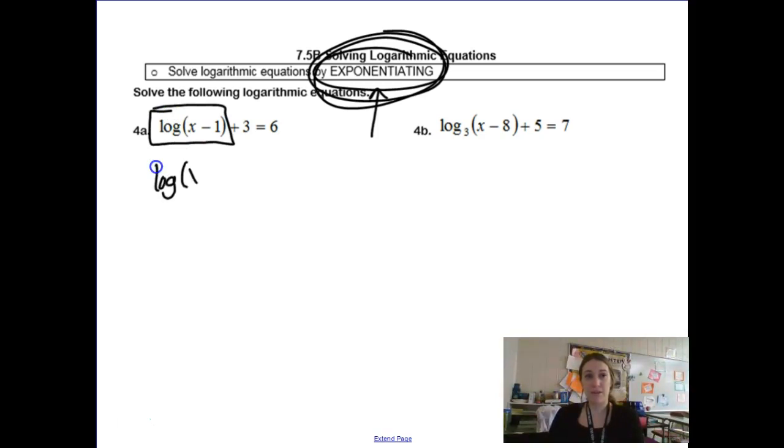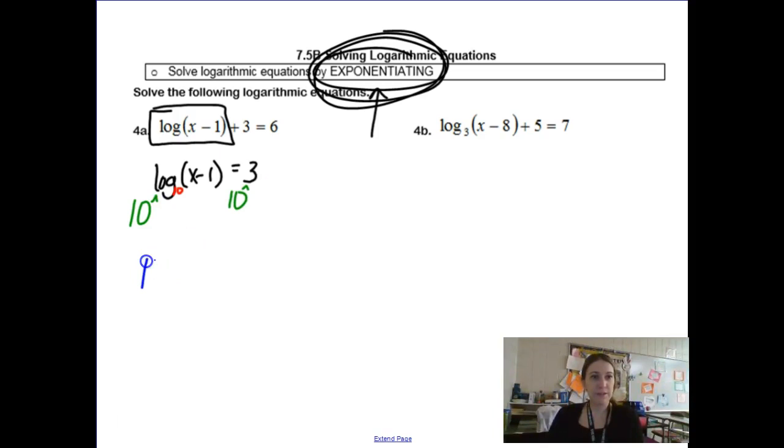So we have log of x minus 1, so subtract the 3 over, equals 3. And then we had a question very similar to this on the last summative, where a lot of you knew to exponentiate, but you got kind of stuck on this step because you're like, I don't know what to use to exponentiate. Well, remember common log, this is common log, use a base 10. So when I go to exponentiate both sides of the equation, I'm going to raise it up with a 10 as the base on both sides.